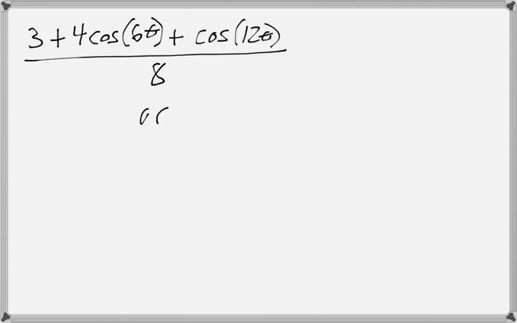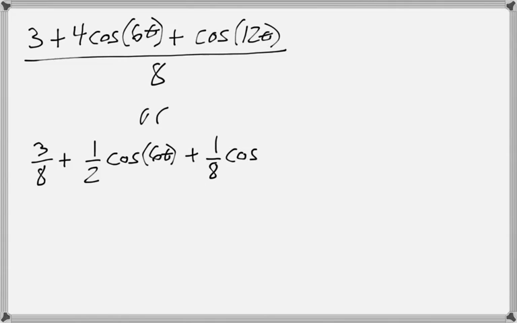Or you can give the 8 to each of those terms. So you could write it as 3 over 8 plus 4 over 8, which will reduce to 1 over 2 cosine of 6 theta plus 1 over 8 cosine of 12 theta.